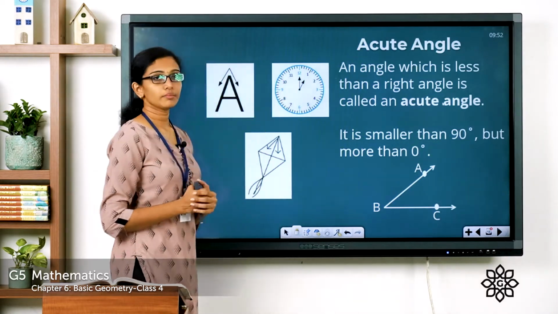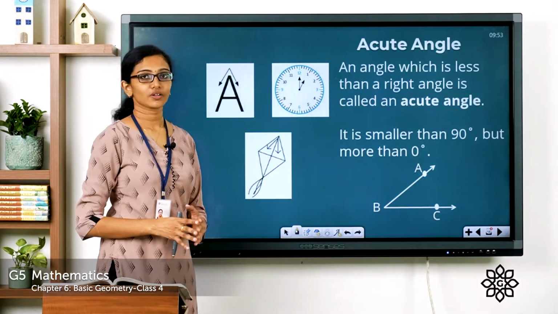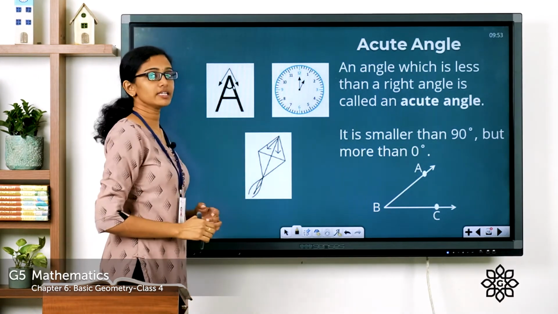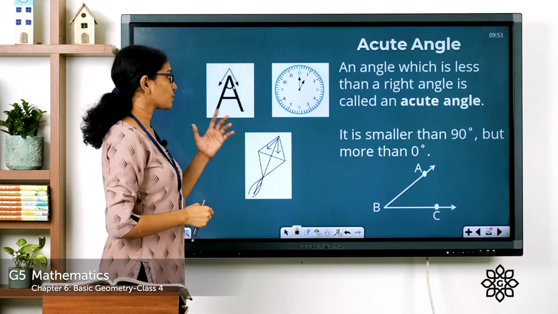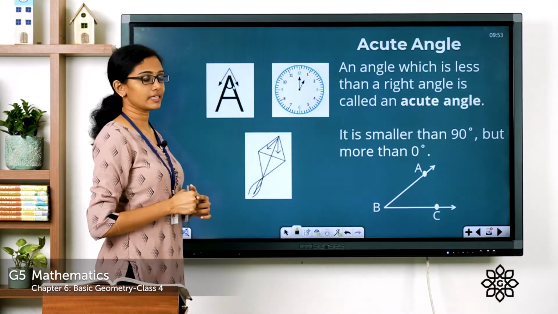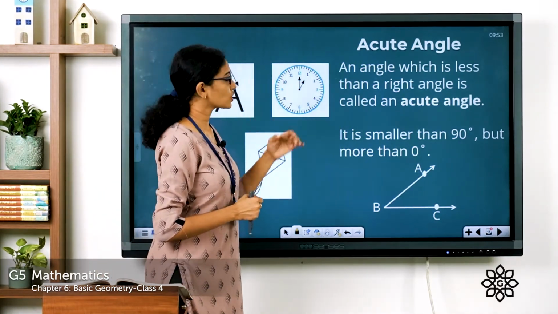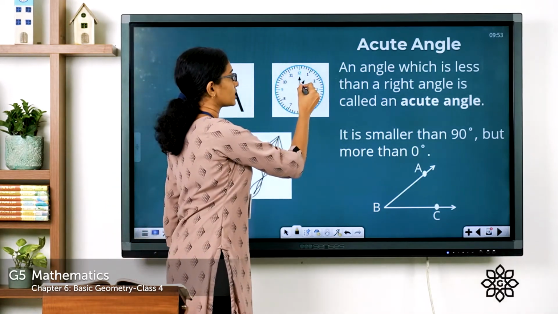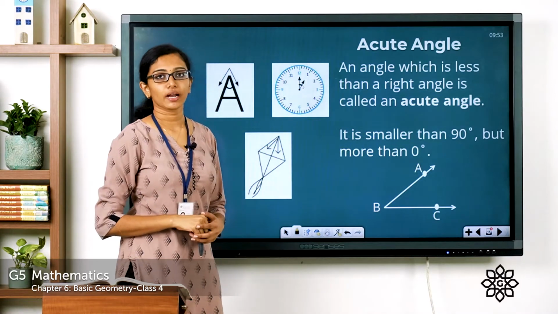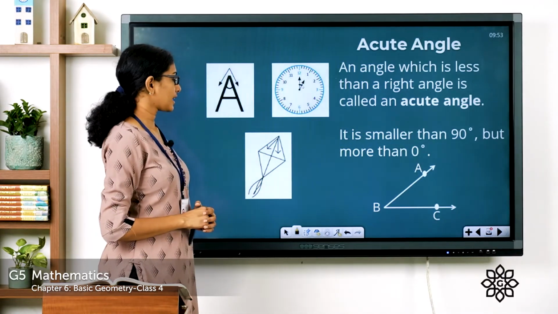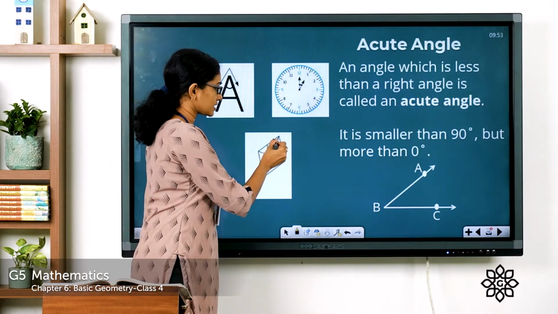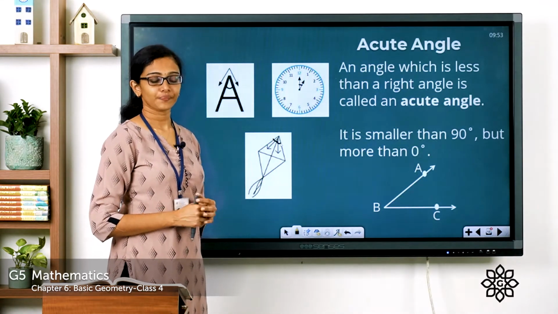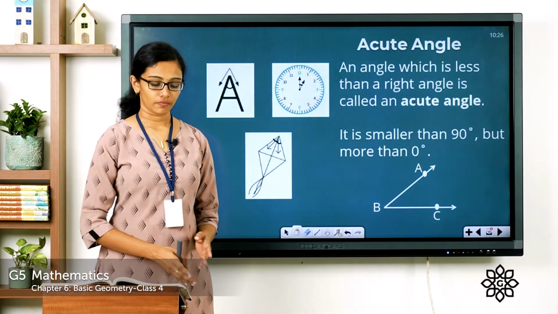You can see some real life examples here. Look at the English letter A here. Now, the angle formed between these two lines will be an acute angle, which is more than 0 degree but less than 90 degree. And look at the hands of this clock. The angle between the hour hand and the minute hand will be an acute angle. And the angle between these lines of a kite will also be acute angles. We'll see the next type of angle.